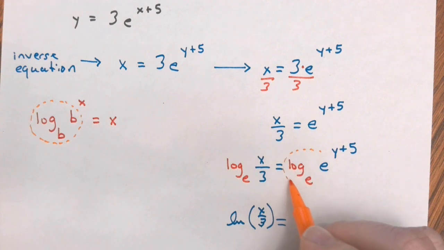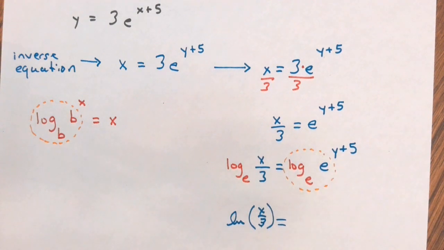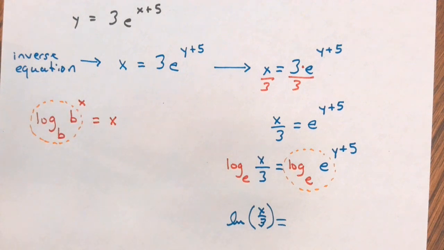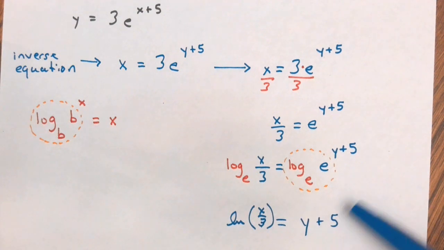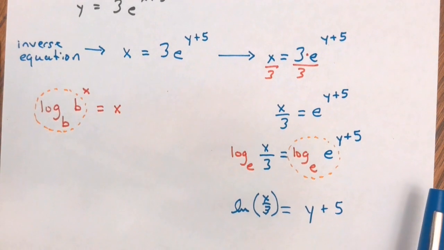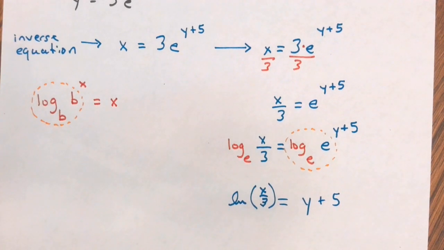So all of this is going to cancel out. And just like we have here, the exponent becomes the simplified answer. So this is going to be equal to the exponent, which is y plus 5. And now instead of having our y up in the exponent, we now have it down as part of the regular part of the problem.